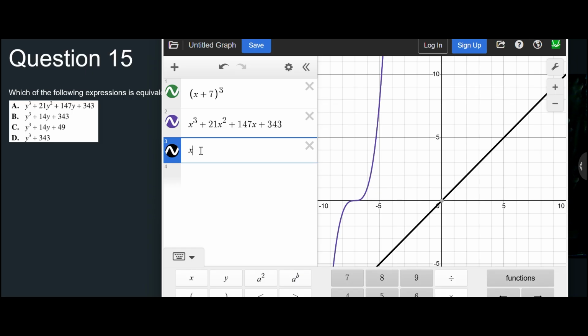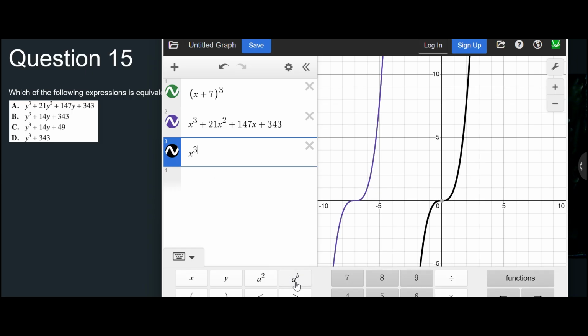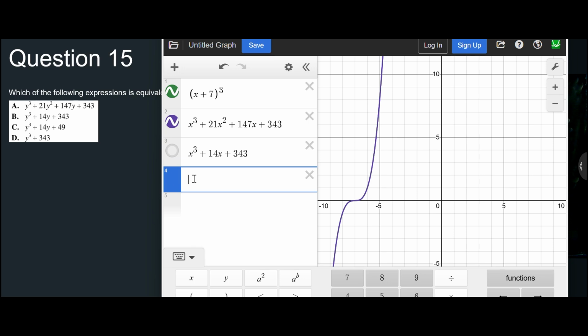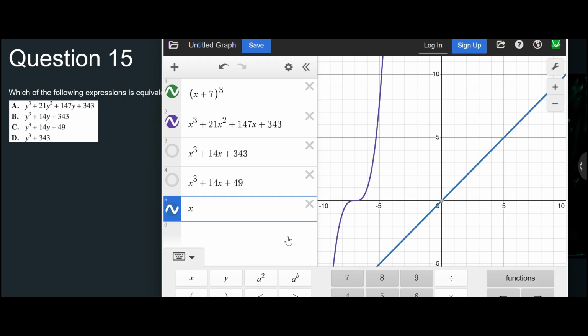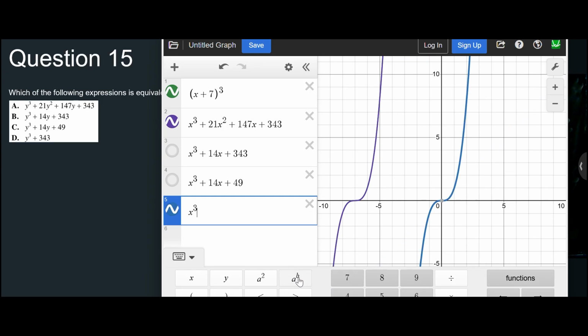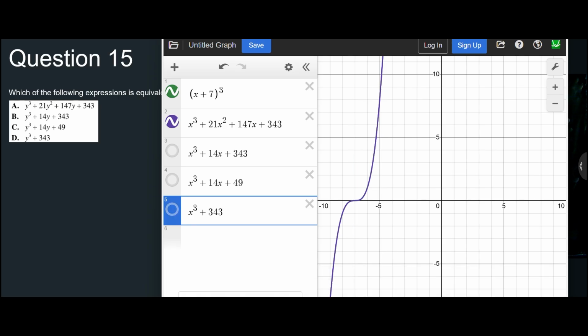So let's do x to the third. Then I have plus 14y. Or excuse me, plus 14x, since we're using x. And then it has plus 343. Well, that's not right. All right, so I'm going to click off this one. And then let's put the next one. So I have x to the third and then I have plus 14x plus 49. Well, that's nowhere near what I need. So I'm going to click off that color. So let's do the last one. So I have x to the third plus 343. Well, that's nowhere near. So my only option for my correct answer is going to be A.